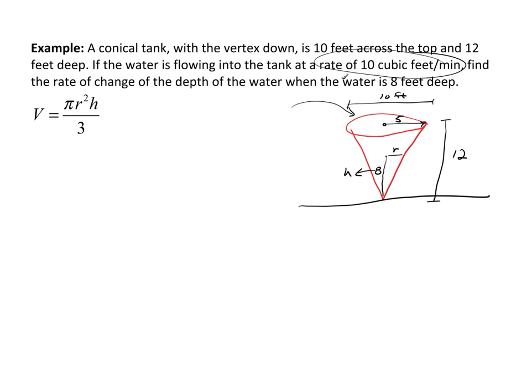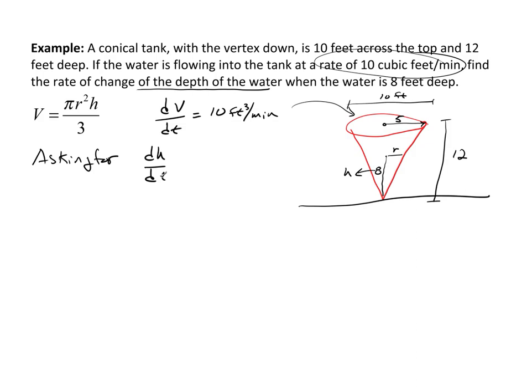And the water is flowing into the tank at a rate of 10 cubic feet per minute. So what this has given me is dV/dt, the rate of change in volume with respect to time, equals 10 cubic feet per minute. And what this is asking for is the rate of change in the depth of the water. If I call the depth h, the height of the cone, it is asking for dh/dt.